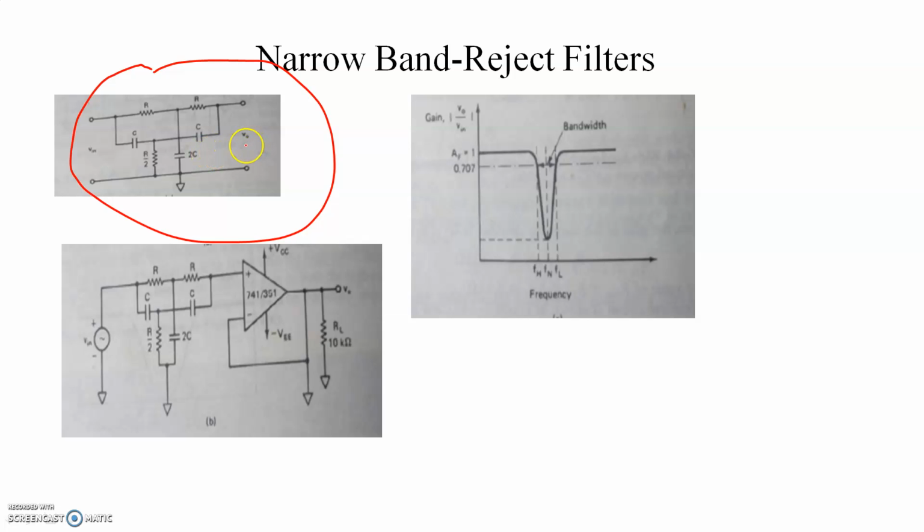The notch out frequency is the frequency at which the maximum attenuation occurs. It is given by Fn equal to 1 by 2 pi RC.